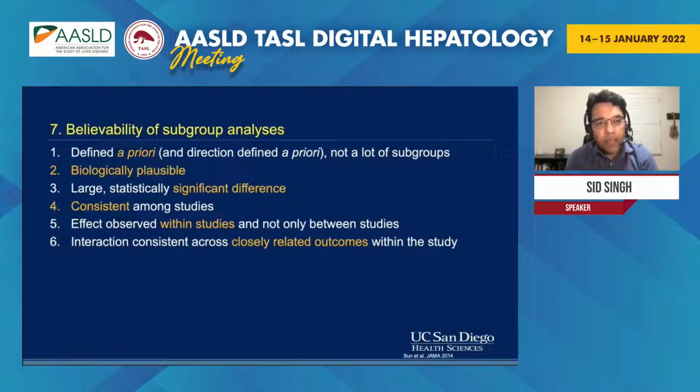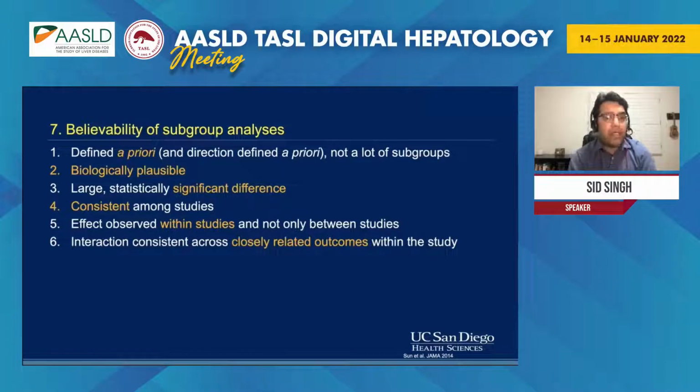One of the things, unfortunately, that we see frequently is we rely a little too much on findings of a subgroup analysis. I would suggest that we follow these criteria to ascertain whether subgroup analysis results are believable. First, these need to be defined a priori, and ideally you should define the direction of subgroup analysis a priori. For example, if you're trying to assess whether or not a specific medication is more effective in males and females, you should have an a priori hypothesis where you think a medication is likely to be more effective in men than in women, and denote that direction in your protocol.